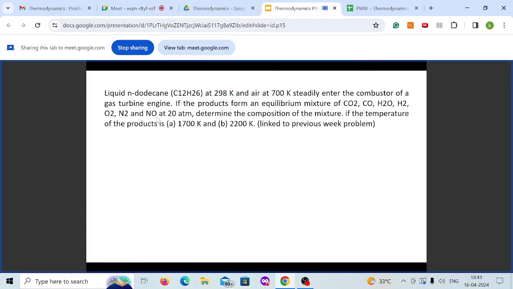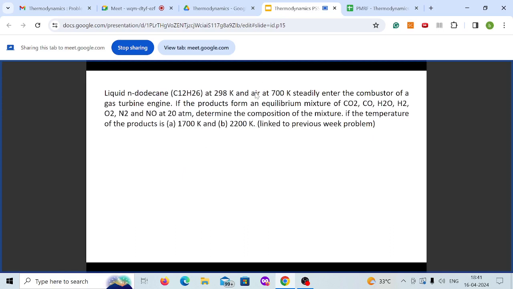So moving on, we have a liquid N-dodecane, which is C12H26 at 298 Kelvin, and air at 700 Kelvin steadily entering the combustor of a gas turbine engine. If the products form an equilibrium mixture of carbon dioxide, carbon monoxide, water, H2, O2, nitrogen and NO at 20 atmosphere, determine the composition of the mixture. If the temperature of the product is 700 Kelvin and 2200 Kelvin.